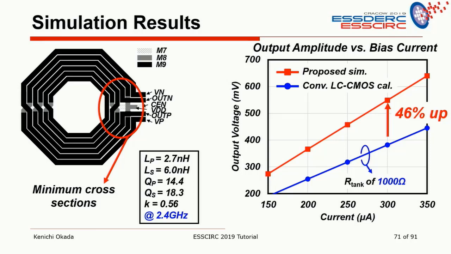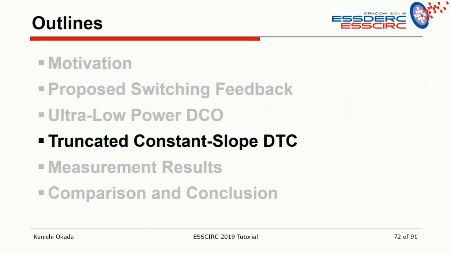This is the actual implementation result. In this case, usually the transformer has a reduced quality factor as compared with the simple spiral inductor. So the real total difference in tank impedance is 40%, like this. But still, we can improve the voltage amplitude even with the same power consumption like this.